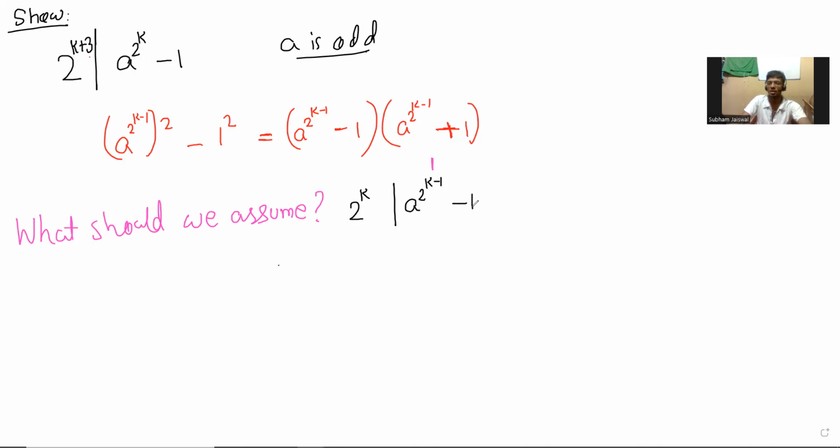Should we assume this? Yeah, but assuming this is not enough, right? What is it that we have to prove? We have to prove this. Yeah, the k plus 2. This is what we have to prove, right? That 2 to the power k plus 2 divides this, because that is what the question is. So this is what we should assume.